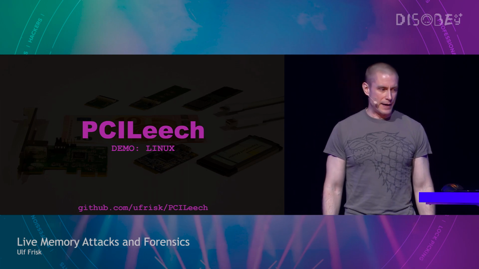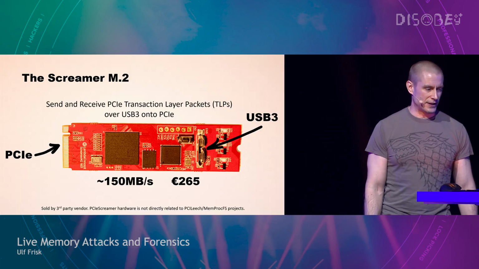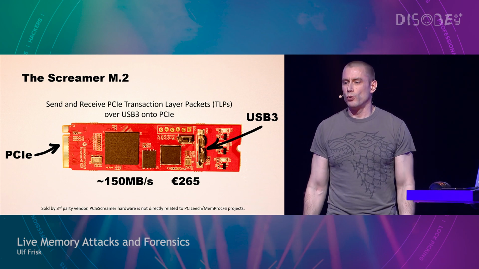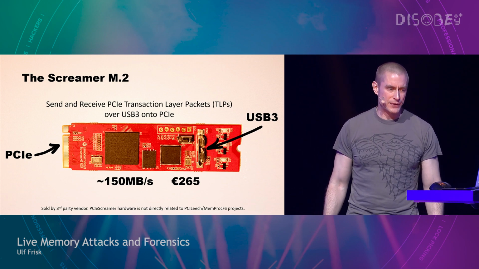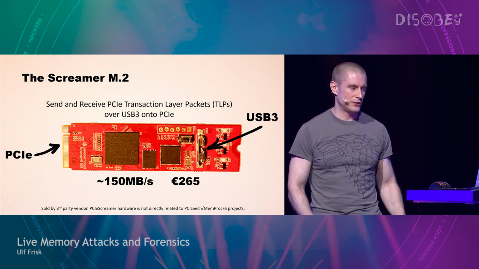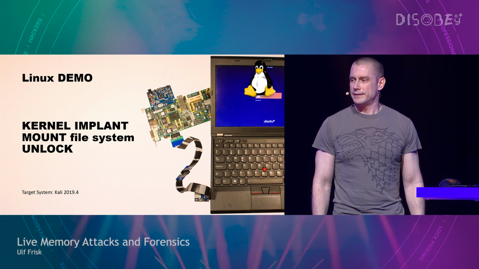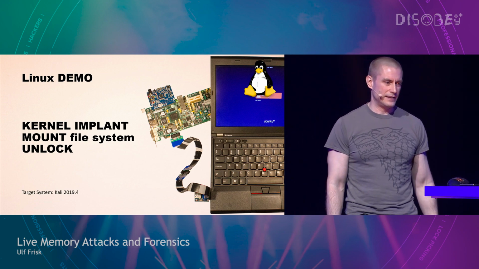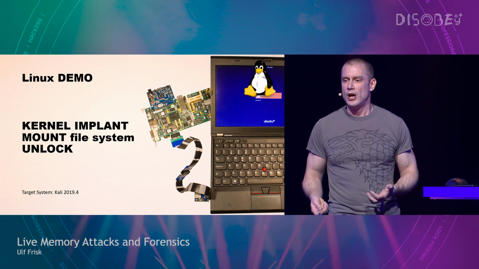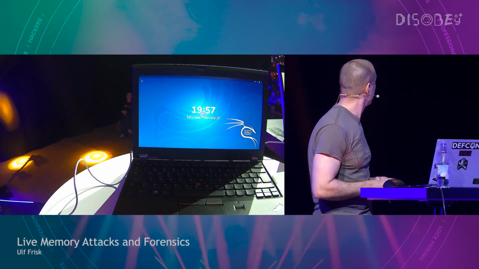So let's do our first demo for today before we start getting into the specifics. Let's have a look at Linux. I'm going to use the hardware, the Screamer M2 board, which is a really small FPGA board. It's in the M.2 Key M form factor, and it has one side that is PCI Express and one side that is USB 3, so it allows me to do DMA. And in Linux, let's implant a kernel module into the running kernel with the help of DMA. And let's mount the file system, and via the mounted file system, we are going to try to unlock the computer. If we switch to the computer, there it is.